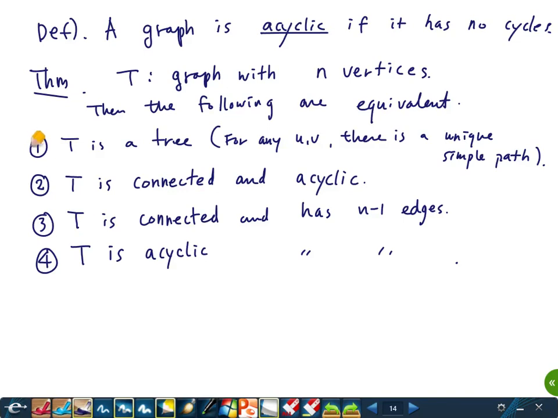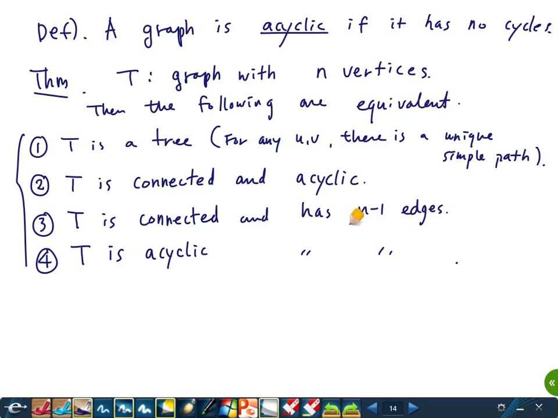So you need to remember them all, because sometimes you are given only this information. It's connected and you know there are n-1 edges, then you should be able to say immediately that, okay, this is a tree.